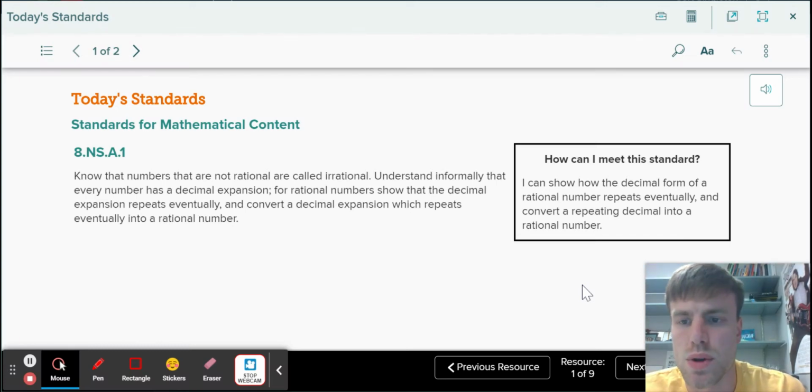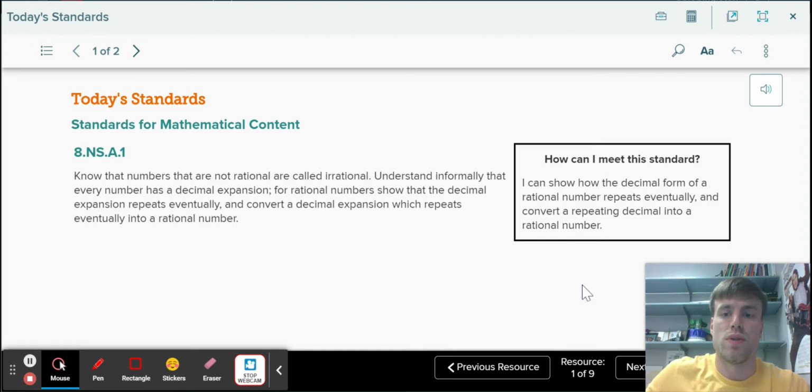Hi students, we're going to begin chapter 2. This lesson is going to be about repeating and terminating decimals. So the learning target is on the right hand side here, in more student-friendly language.